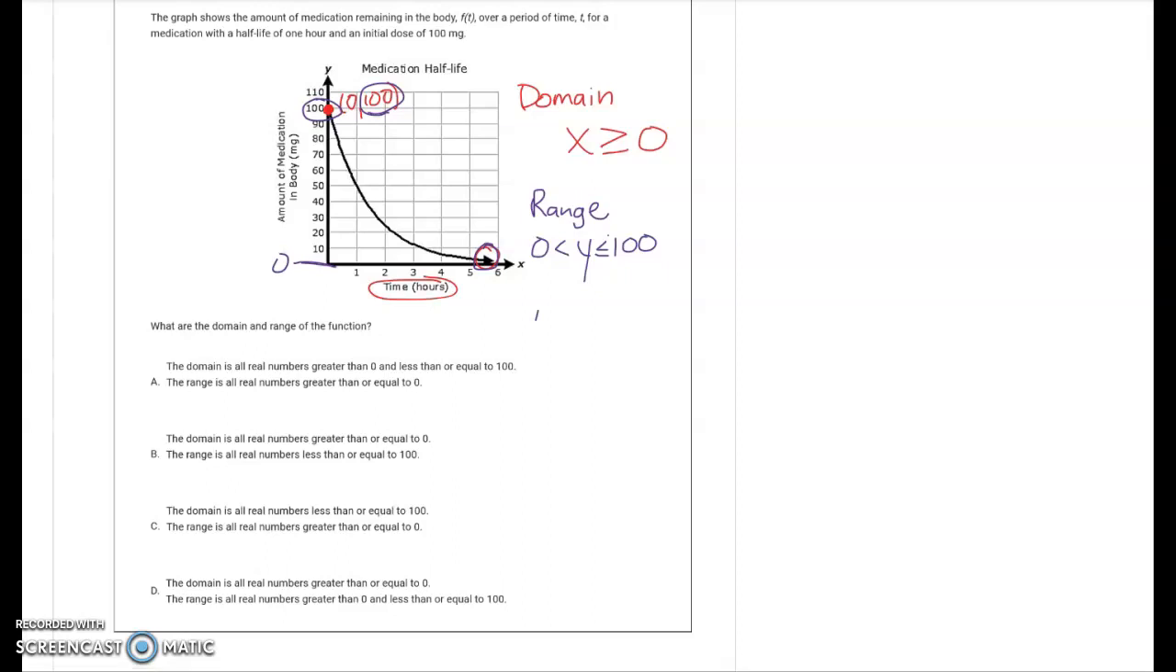Just looking at the domain, you can tell A is wrong because the domain is not between 0 and 100. Guys, 100 is on the y-axis, not the x. And remember, domain is x and range is y. The same thing goes for C, because the domain does not go up to 100. Domain are the x's. And then when you look at the range, this says all real numbers less than or equal to 100. That includes negatives, and we don't have any negatives. So D was the correct answer.